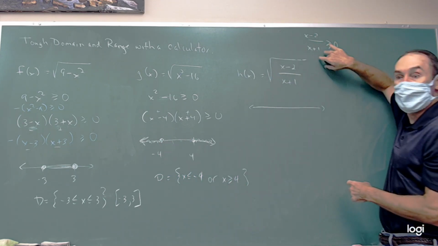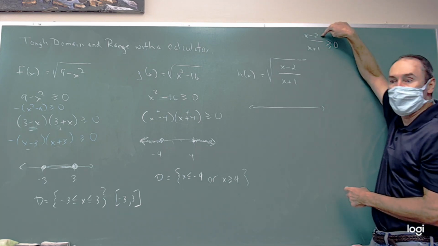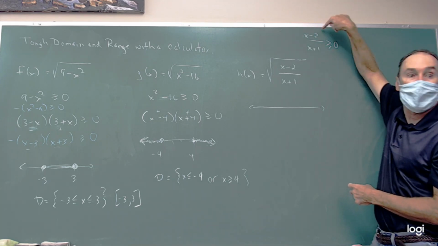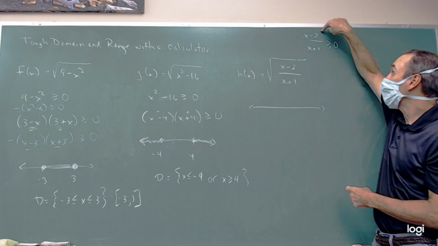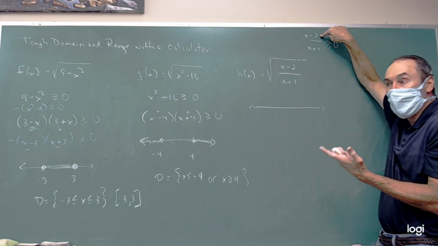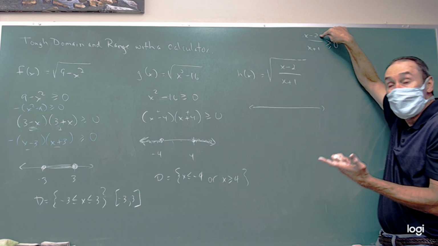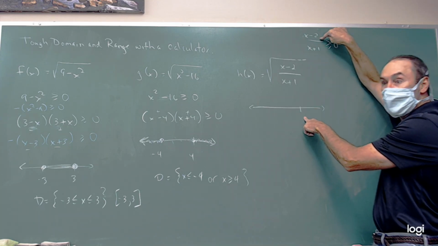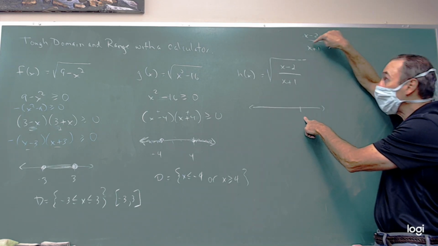So a fraction is equal to 0 when its numerator is 0. And its numerator is x minus 2. And if we say x minus 2 is equal to 0, at what value of x? 2. Now, if this is equal to 0, it is defined in the radical.